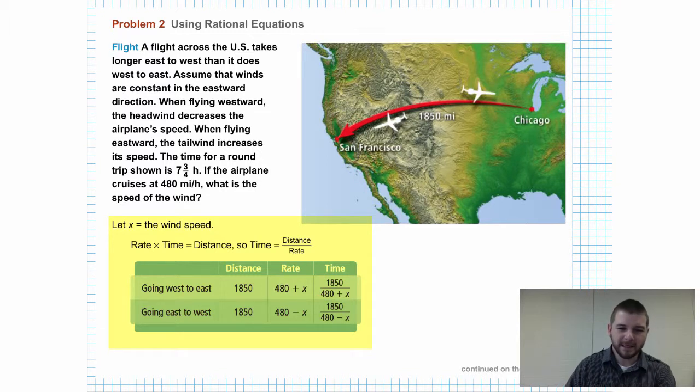When going west to east, the distance is 1,850 miles. Notice that's the same as going east to west. The rate, when going west to east, is 480 plus x. Remember, we have a tailwind in that case that's increasing the rate of the airplane's flight. And when going east to west, a rate of 480 minus x. Going against that headwind slows down the plane. The time taken, as we saw above, will be distance divided by rate. In our case, 1,850 divided by 480 plus x when traveling one direction, and 1,850 divided by 480 minus x when traveling in the opposite direction.